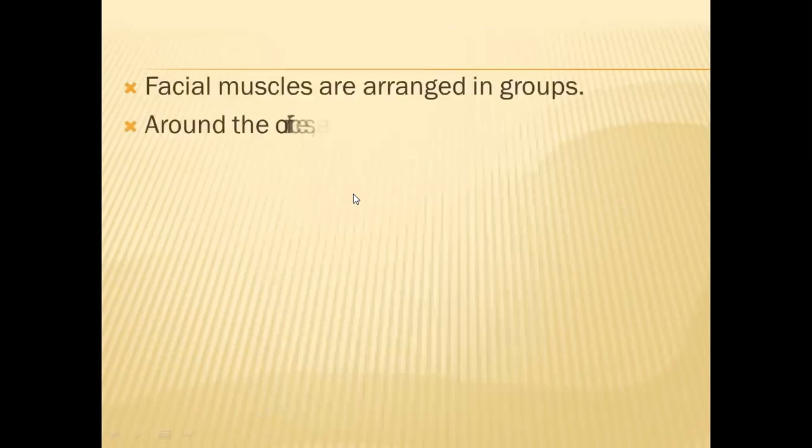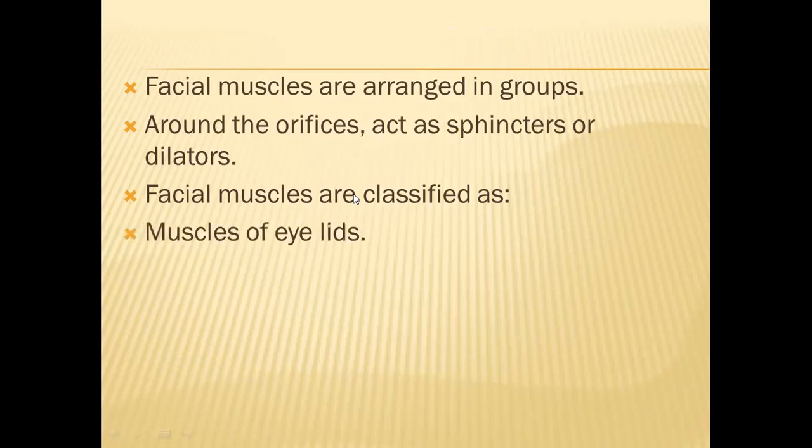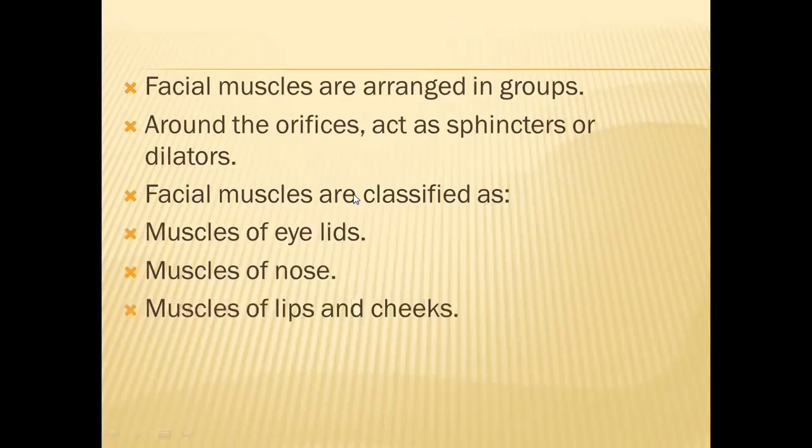The facial muscles are arranged in groups around the orifices and act as sphincters, like the oral cavity has its own sphincter and the dilators as well. We close the eyes and open the eyes because of this sphincteric action only. The speech with which we are speaking now is also because of this sphincteric action. People having continuous speech may not be able to control their sphincters. This is a commonly known and understood word. And facial muscles are classified as the muscles of the eyelids, the muscles of the nose, and the muscles of the lips and cheeks.